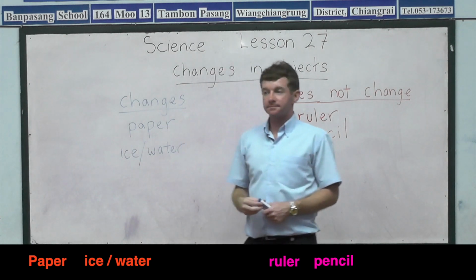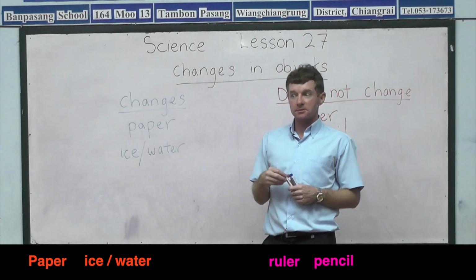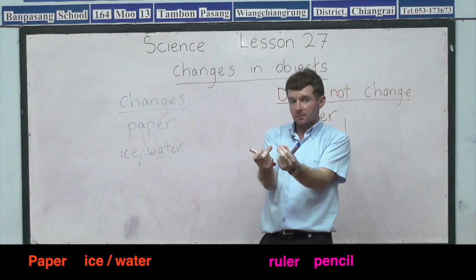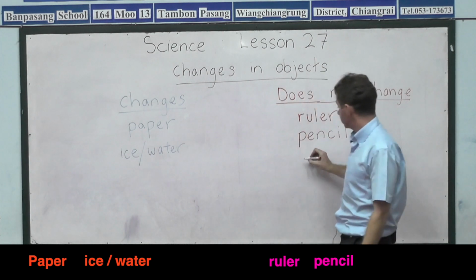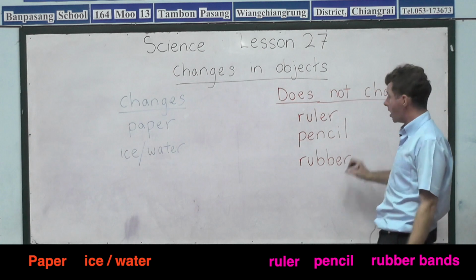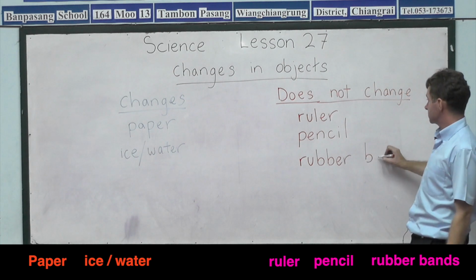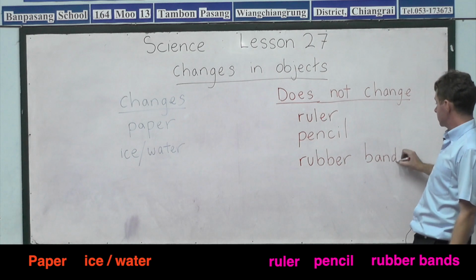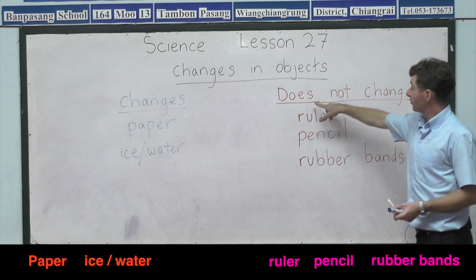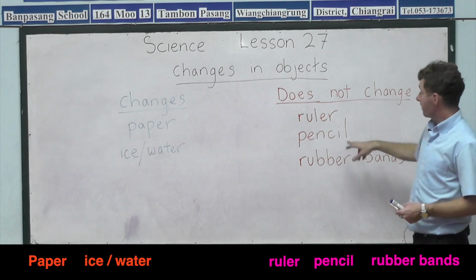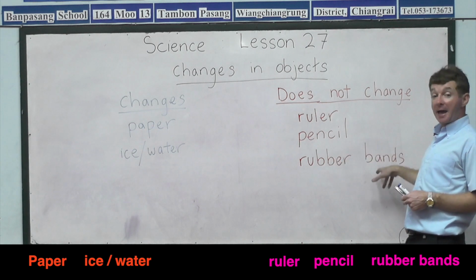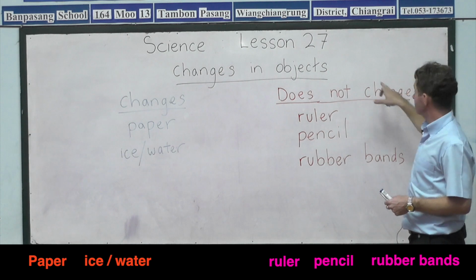How about rubber bands? Remember when we stretch them? When we let go, what happens? Goes back. So rubber bands, how do we spell? R-U-B-B-E-R. Rubber bands. B-A-N-D-S. Rubber bands. So ruler does not change. Pencil does not change. Rubber bands does not change.